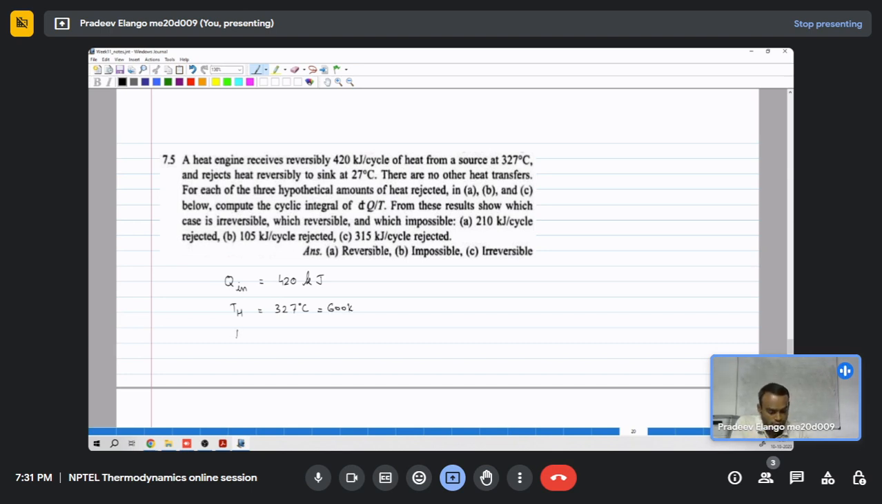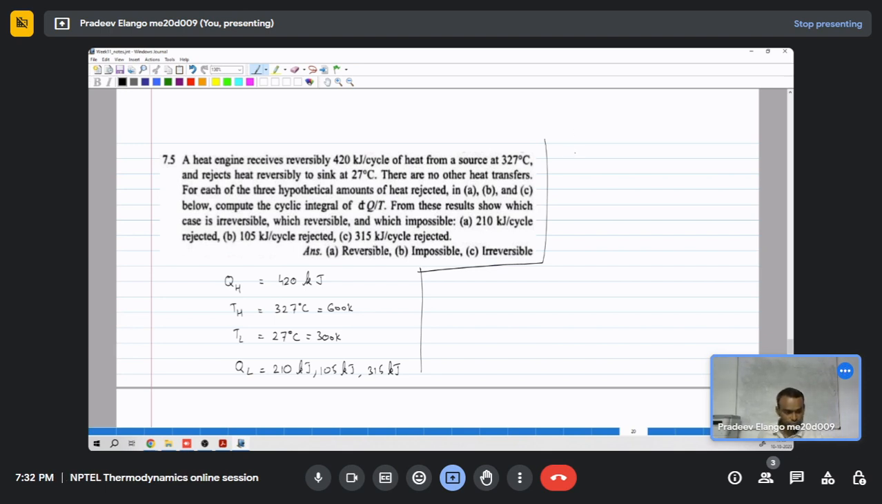Similarly, the low temperature reservoir is at 27 degrees Celsius, and that is 300 Kelvin. Now we need to find the Q out, so I will write this as QH and this is QL. QL is given as 210 kilojoules, or 105 kilojoules, and 315 kilojoules. So these are given. We need to find which process is reversible, irreversible, and impossible.